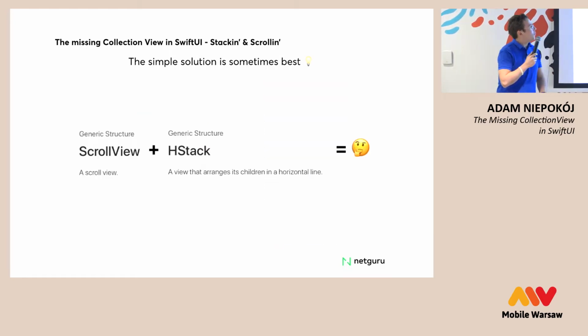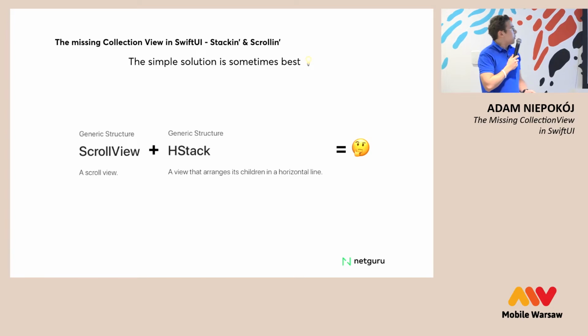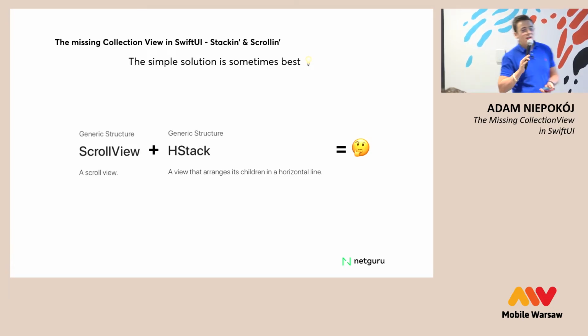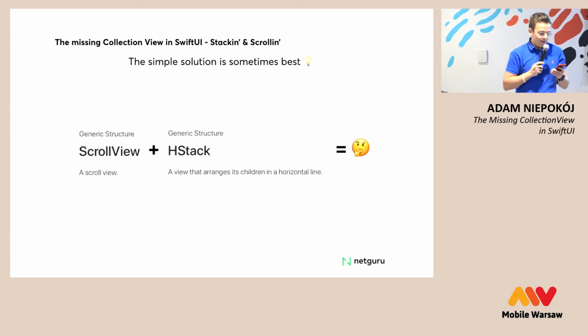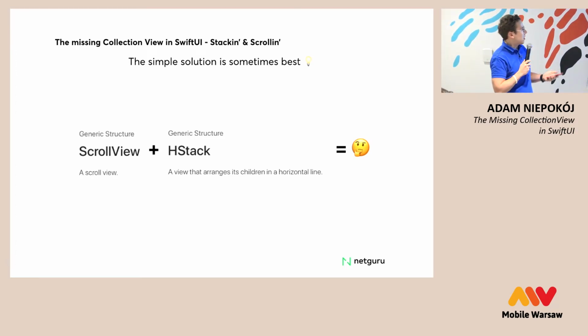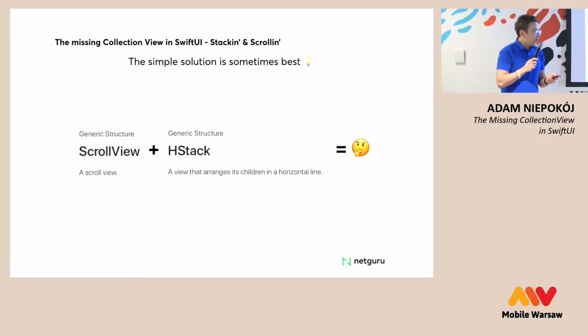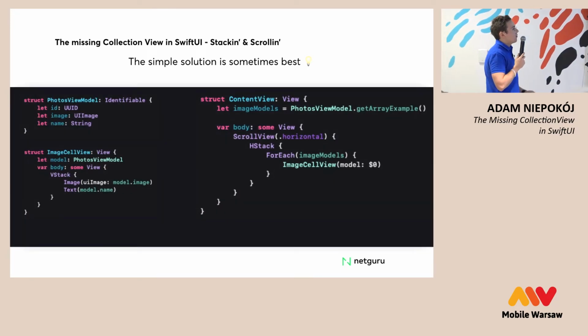But coming back to the topic. Is the simple solution sometimes best? To implement, let's say, an easy collection view that we like, so you know, some cells, swipeable left and right, beautiful layout, we just need a ScrollView plus an HStack. These are two, let's say, basic views of SwiftUI. And by combining these two, we get something very simple.